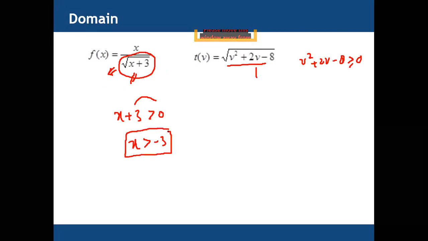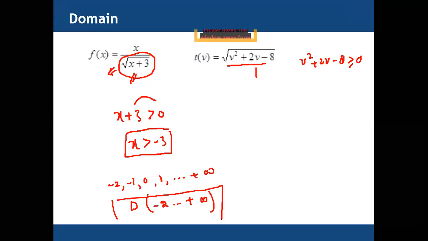So all values which are greater than minus 3, like minus 2, minus 1, 0, 1, up to plus infinity. So the domain of the function is from minus 3 to plus infinity, not including minus 3. This is the domain set of values. Clear, guys? I think this is enough.